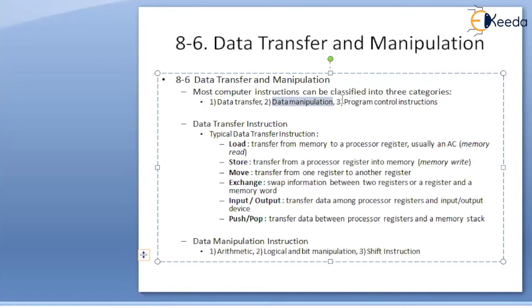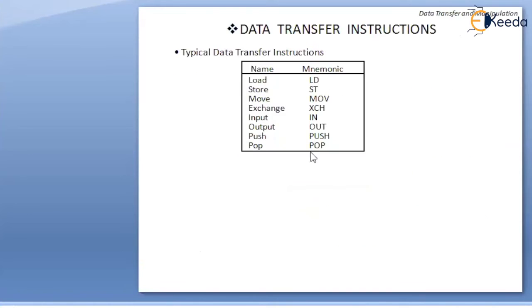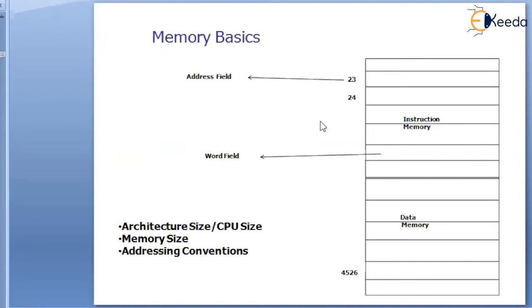And third one is program control instructions. What are the program control instructions? In the previous videos, we have seen that the programs will get executed. When the program gets executed, one by one, the instructions will be fetched by the CPU and get executed, right? Now, when the program control instructions get executed, these are going to change the sequence of the instructions.